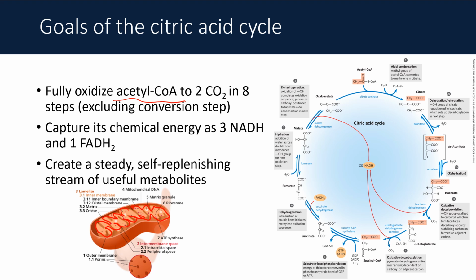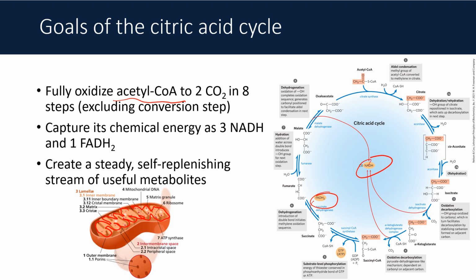The first goal of the citric acid cycle is to fully oxidize acetyl-CoA into 2 carbon dioxide molecules, and it will do so again in 8 enzyme catalyzed steps. Equally important, the process of oxidizing acetyl-CoA will make 3 NADH molecules and 1 FADH2, shown over here. What do I say? Think of these as money in the bank. The body has a way of converting these into a boatload of ATP in the final step of respiration, which is called oxidative phosphorylation.